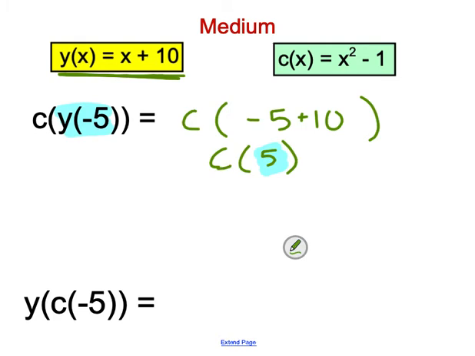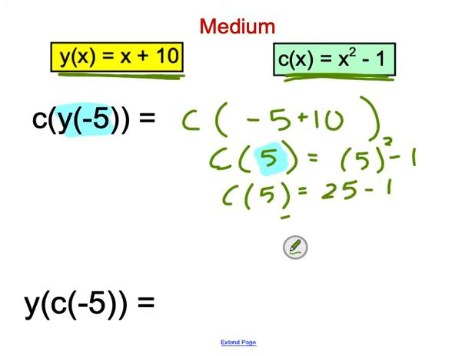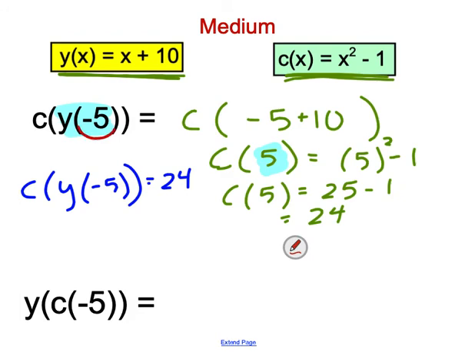So now to solve for c of 5, I'm going to use the c of x function. And every time I see an x, I'm going to replace it with a 5. So instead of x squared minus 1, I'm going to do 5 squared minus 1 and simplify. Well, 5 times 5 is 25. 25 minus 1 is 24. So my final answer for this one would be c of y of negative 5 equals 24. So negative 5 on our table was our first answer. Positive 5 was the second one, but 24 is the final answer that you care about.